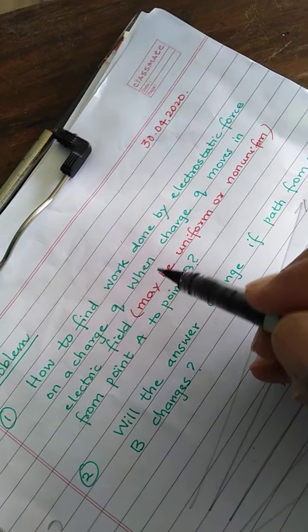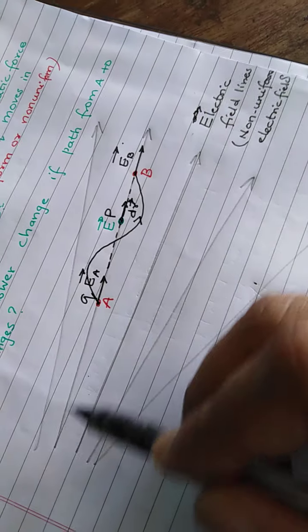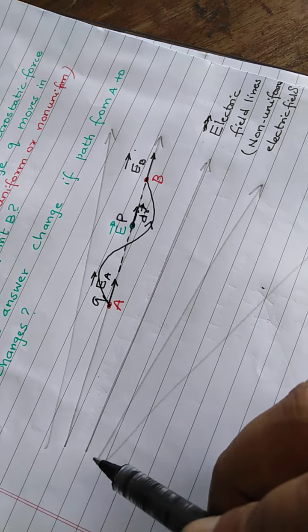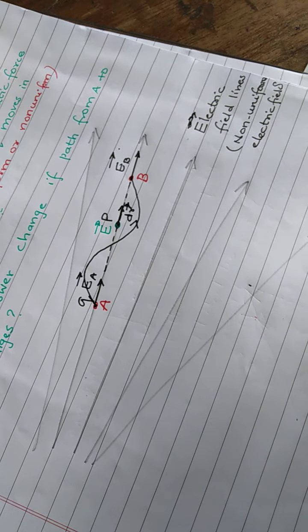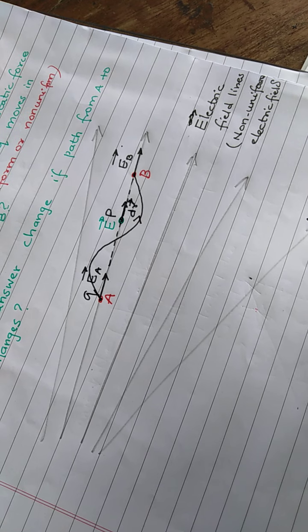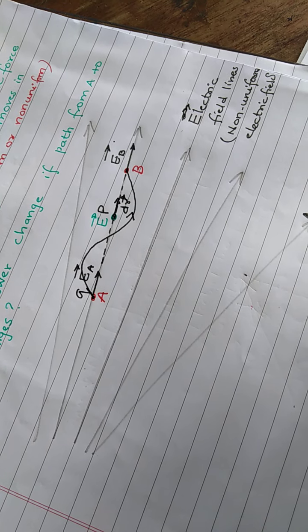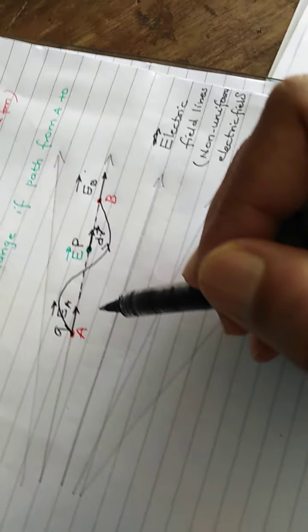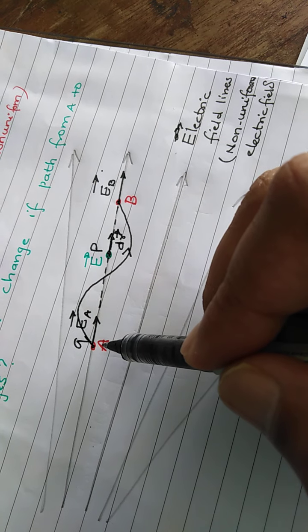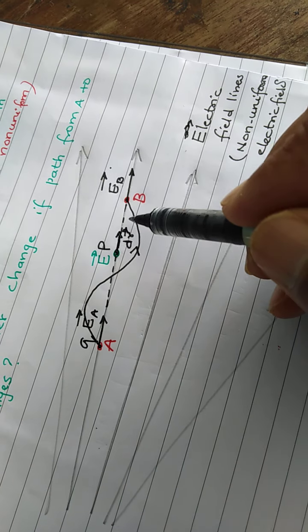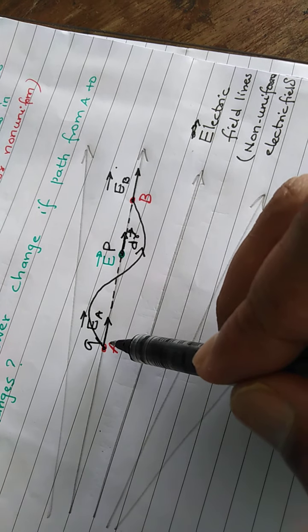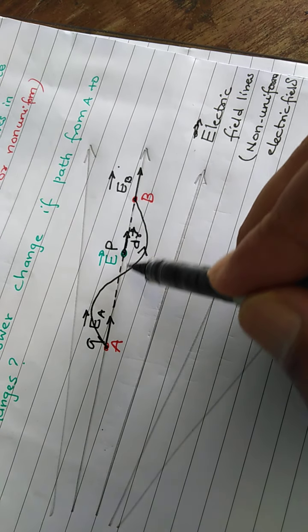For this problem, we have taken this diagram. You can see that the electric field is non-uniform in nature. This electric field may be produced by a point charge. Now in this non-uniform electric field, suppose a charge is moved from point A to point B, and for simplicity we will take the path along the direction of the electric field line.